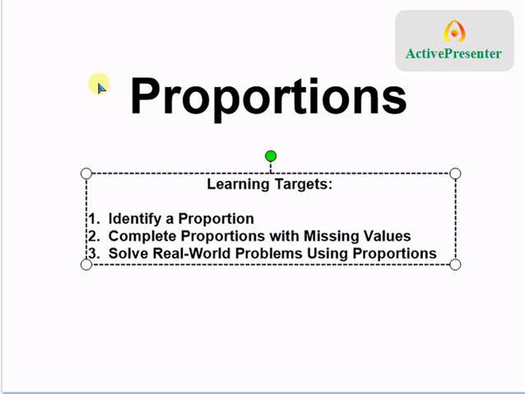Second, we want to be able to complete proportions with missing values. So when we get a proportion and it's missing something, we want to know how to fill it in. And then lastly, we're going to take proportions and use those to solve real-world problems. So we're going to solve real-world problems using proportions. So let's begin.